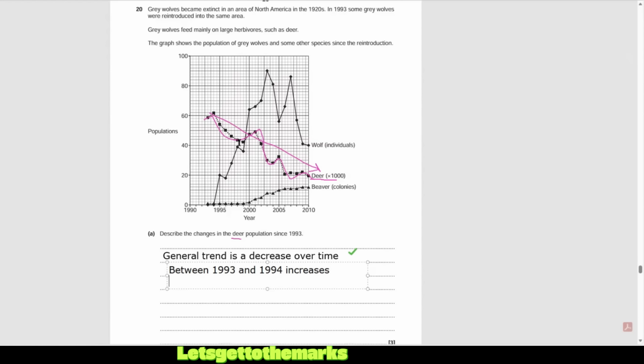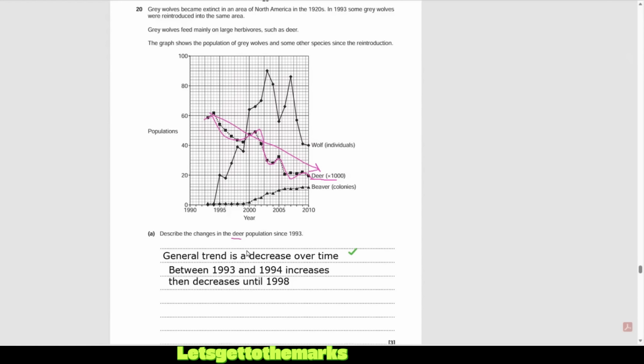Between 1994 and 1998, we've got a decrease. So it decreases until 1998. Now, they just need to see a few of these numbers correctly given, and they'll award you for using the data. Okay. And then I'm going to skip forward here.